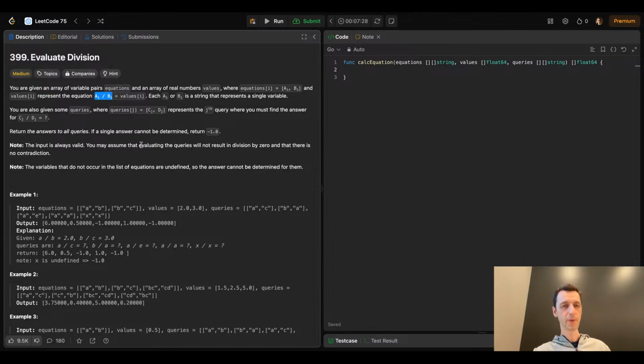You may assume that evaluating the queries will not result in division by 0, so there shouldn't be any zeros, and that there is no contradiction. Another note: the variables that do not occur in the list of equations are undefined.